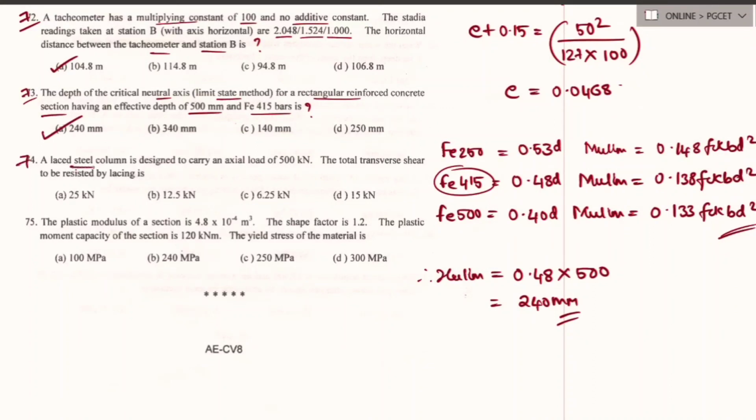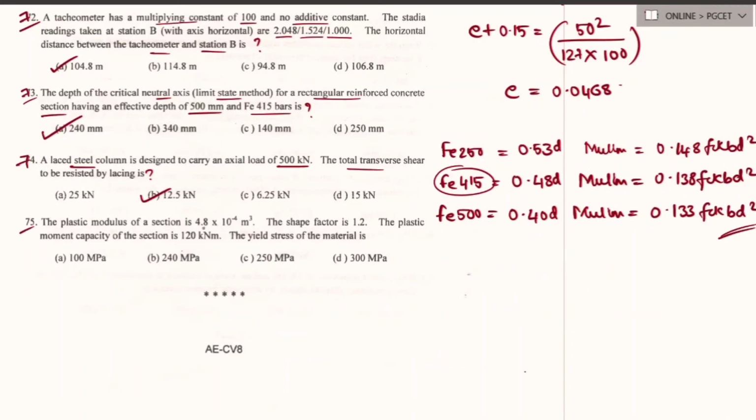Question number 74. A laced steel column is designed to carry an axial load of 500 kN. The total transverse shear to be resisted by lacing is. The total transverse shear resisted by lacing is 2.5% of total axial load. That is equal to 2.5 divided by 100 multiplied by 500. Therefore, 12.5 kN is the total shear resisted by lacing bar. So option B is the right answer.